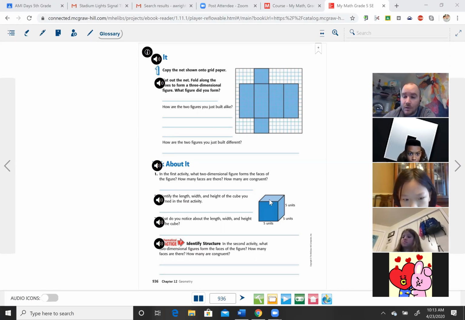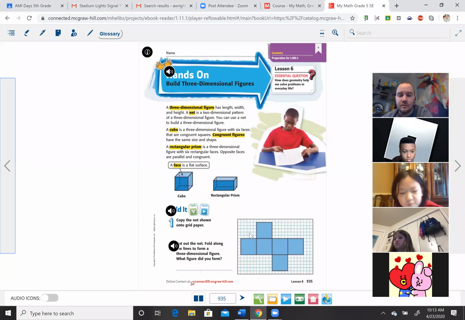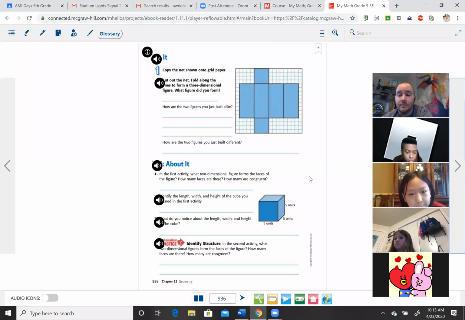So what two-dimensional figures form the faces of this? It's all squares, right? Because it's 5 by 5, 5 by 5. So these are all squares. There's 6 faces, so 6 of them are congruent. In this one, it was different, but apparently they're wanting us to use this cube. I also thought it was talking about example 1. Are they wanting us to use this example 1? It doesn't make sense for us to have to be turning the page back and forth to talk about it when it's just a cube.